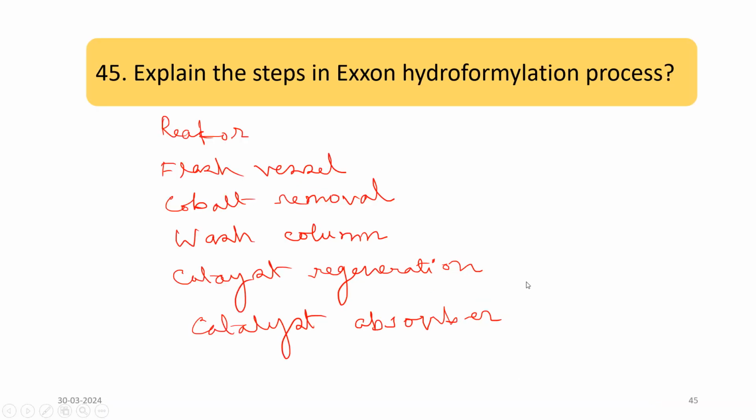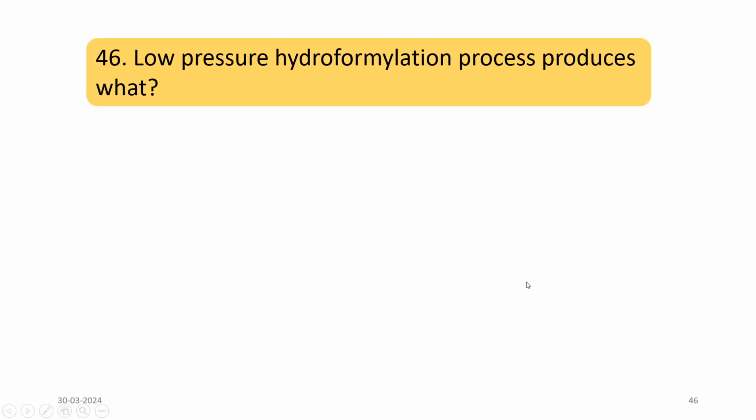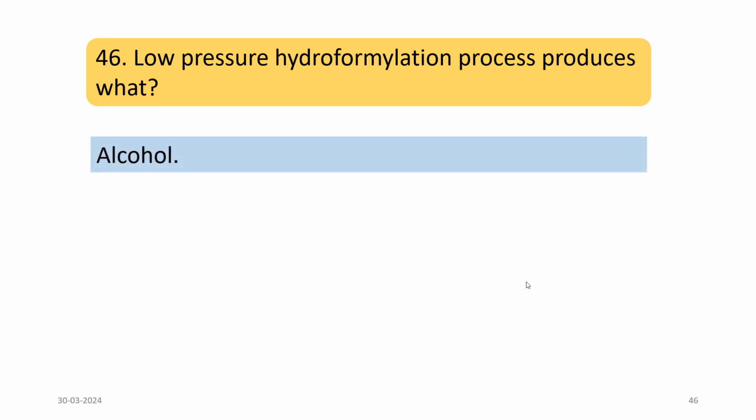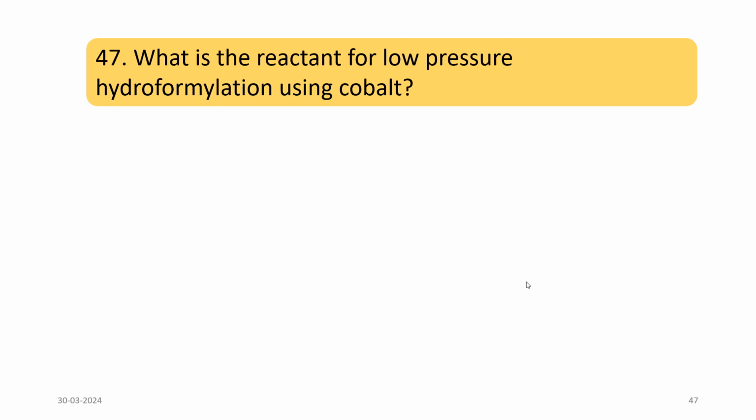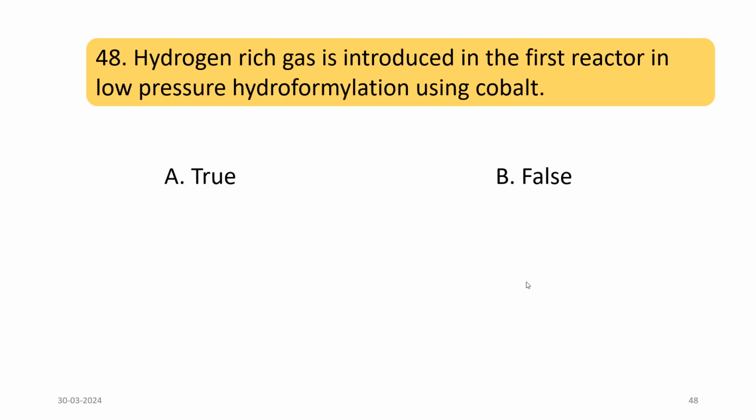The hydroformylation reaction happens. Next, what does the low pressure hydroformylation process produce? Low pressure hydroformylation process produces alcohol, not aldehyde. So till now we have studied the aldehyde or isoaldehyde production. Now we are seeing that it produces alcohol. Next, what is the reactant for low pressure hydroformylation using cobalt?